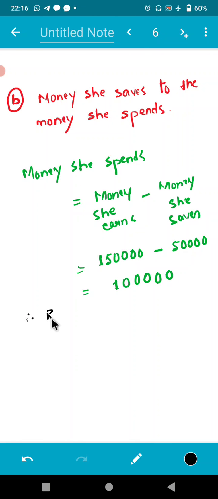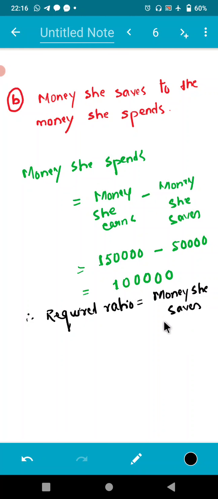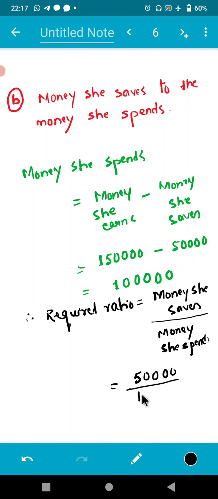So therefore required ratio would be equal to money she saves upon money she spends. Now, what money she saves? 50,000. And what money she spends? That is 1 lakh rupees.